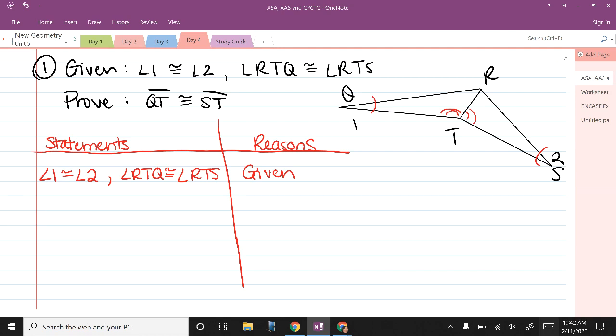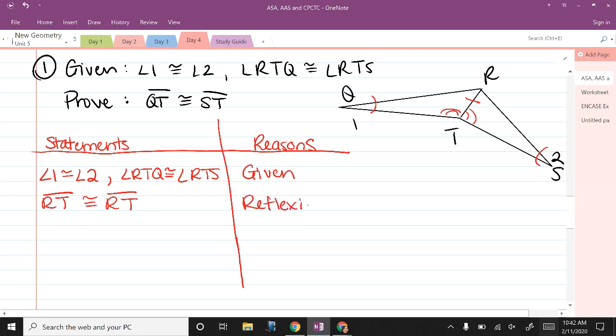So how can I prove those triangles are congruent? If there's something we know is congruent that's not marked on the picture, RT is congruent to what? RT. So write that down. RT is congruent to segment RT because of what? Reflexive property. Reflexive property states that anything is congruent to itself. Very good.